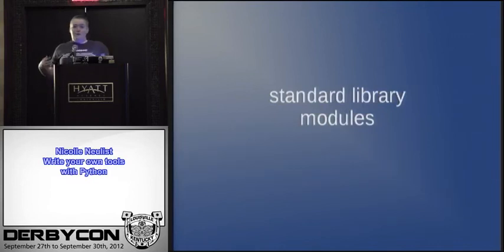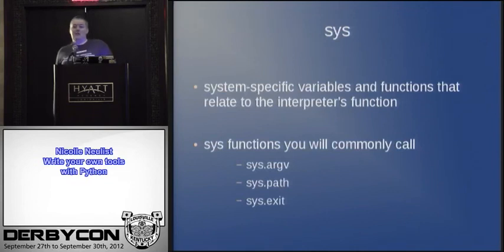Standard library modules, let me go over a few that I use a lot in my scripts. One is sys. It's system-specific variables and functions that relate to the interpreter's functions. Things like the list of arguments that were passed to a command line script, or the path to the script, or sys.exit. That's one you're going to use a lot because let's say something happens and you need to close the program before it's over. You're in the middle of the loop and there's either an error or it's just sort of reached the end. You're going to want sys.exit.